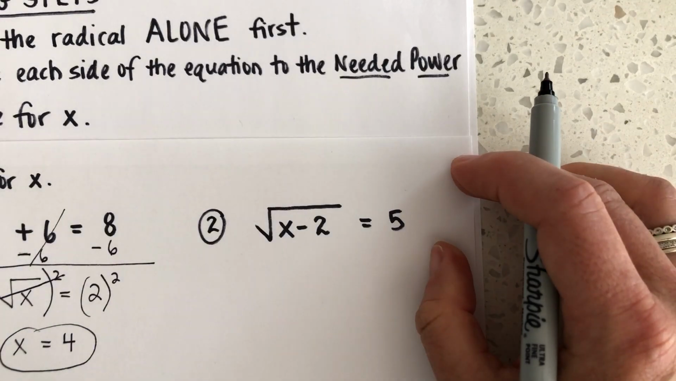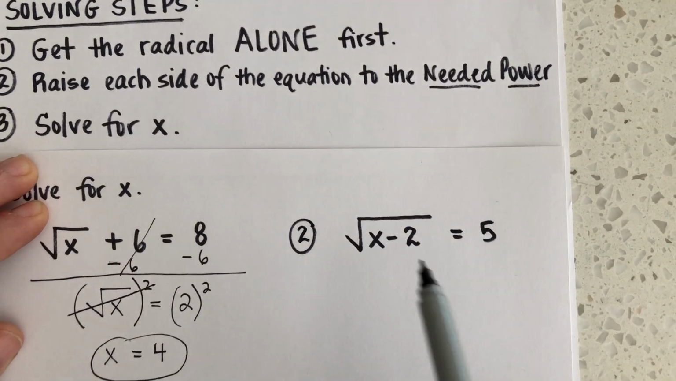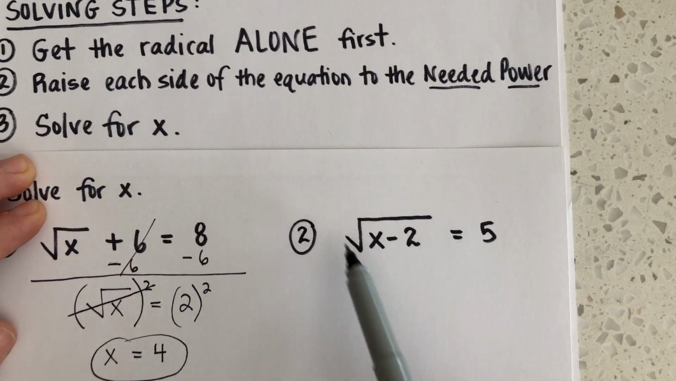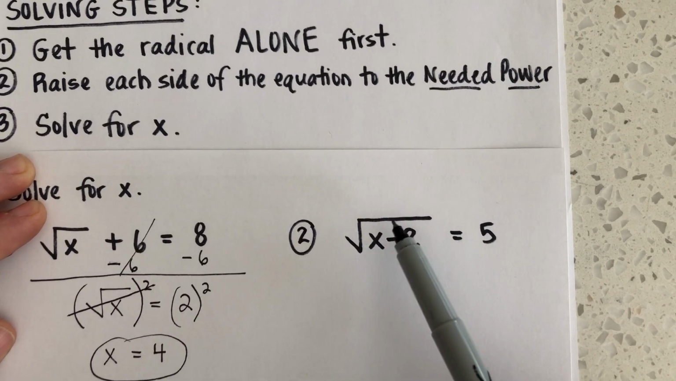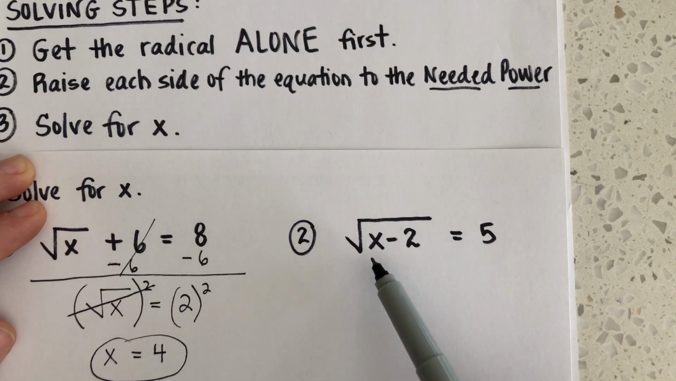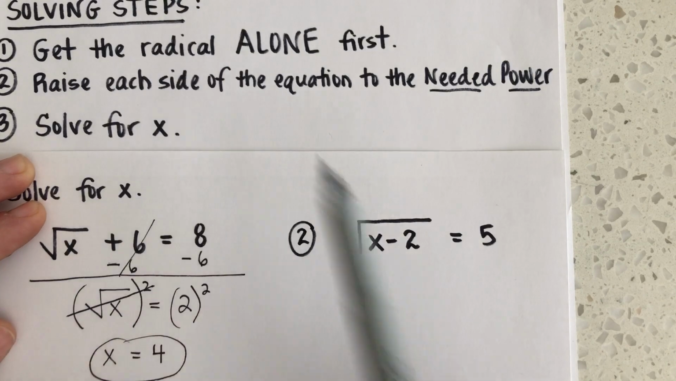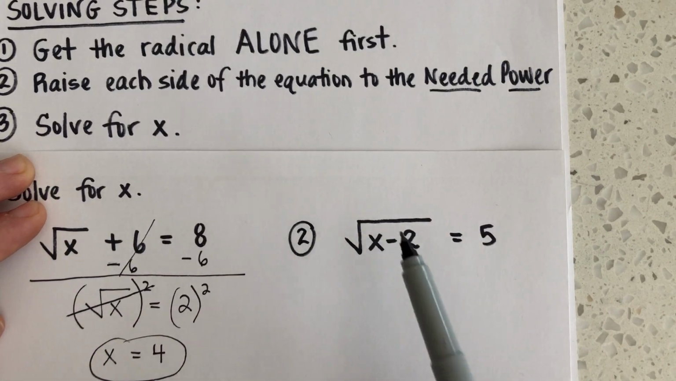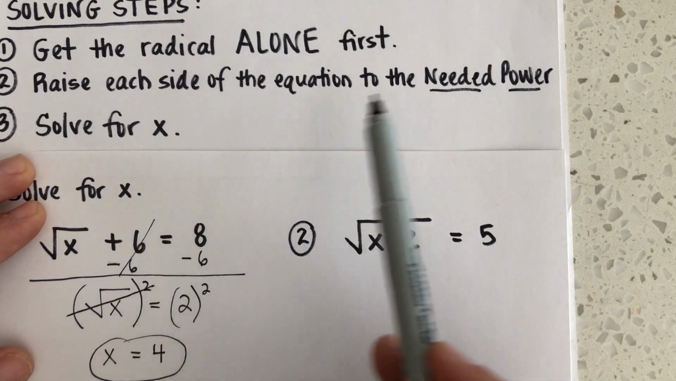All right, look at this one. Step 1 says, get the radical alone first. Well, guys, if you look at this side of the equal sign, the only thing that's on the left side of the equal sign is this radical. X minus 2, they're all stuck under this radical. So I can't get to any of these until I get rid of this radical. So technically, the first step is already done. The radical is alone.